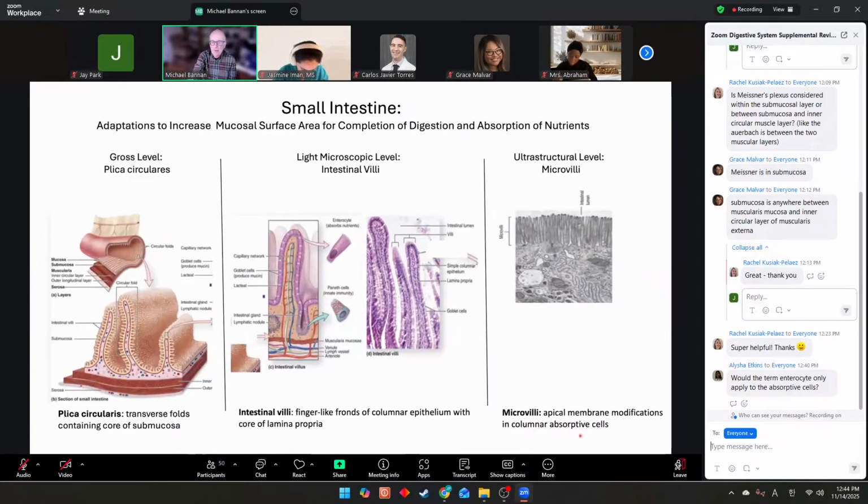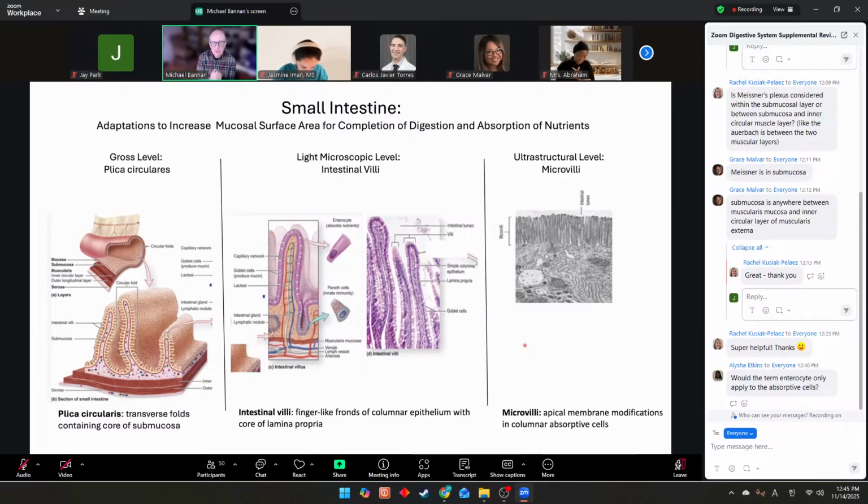Let's just talk a little bit about modifications of the small intestine in order to increase its surface area. Now, we already mentioned that the prime function of the small intestine is terminal digestion and absorption of nutrients. And these are functions that are dependent on interaction with the mucosal surface. So the small intestine is modified at three different levels of observation in order to maximize its mucosal surface. So let's look at those levels.